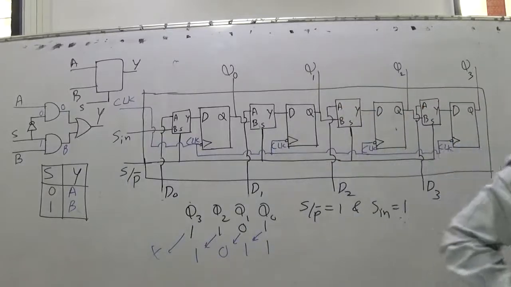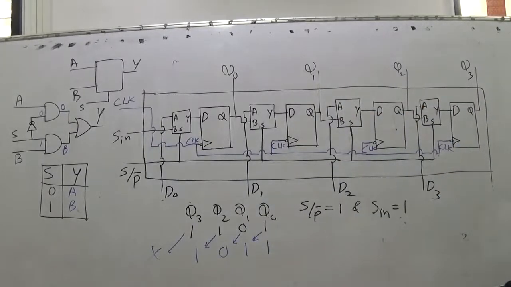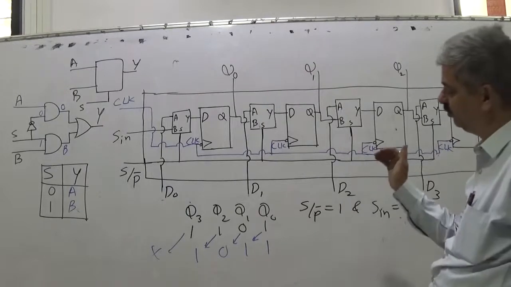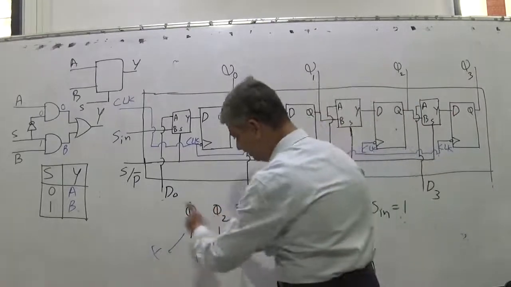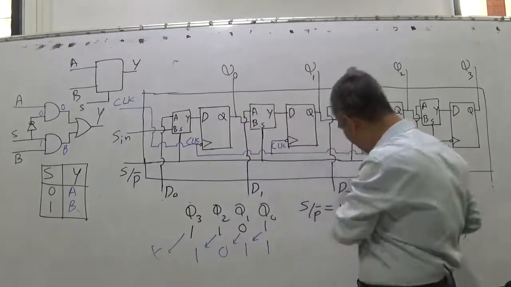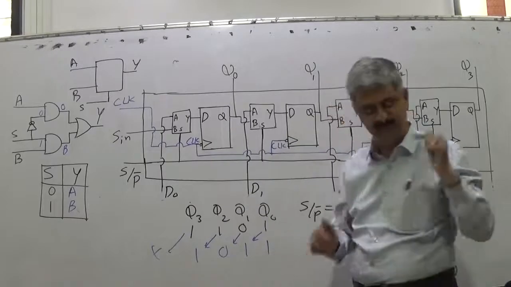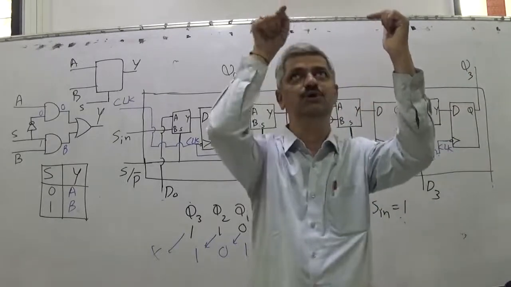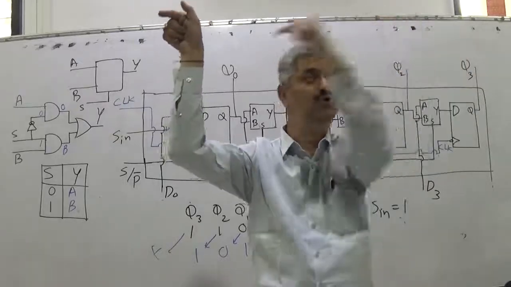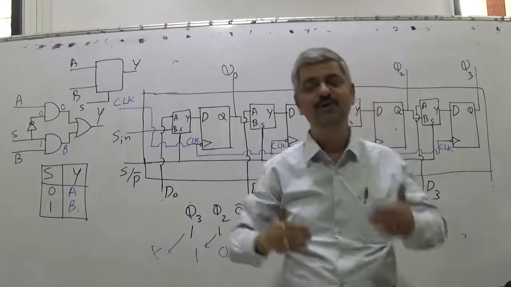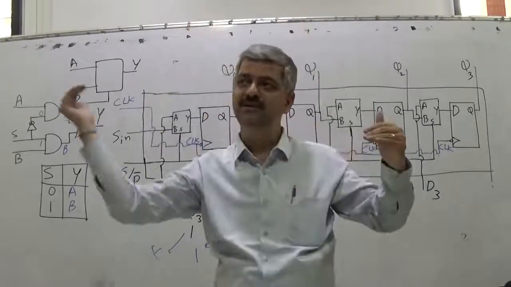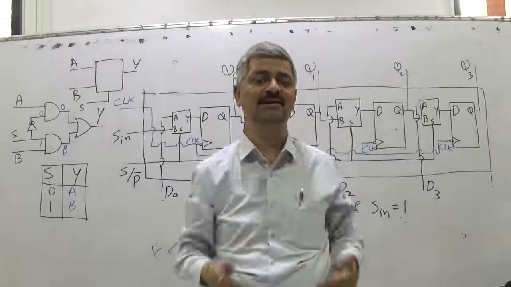So it operates in left shift mode. Q0 goes to Q1, Q1 goes to Q2, Q2 goes to Q3. So this is transferred, Q3 is flushed out and you add new input from S in. So Q0, Q1, Q2, Q3, you push them ahead and add new input. In parallel mode, you put D0, D1, D2, D3, give clock, and transfer all 4 in parallel.